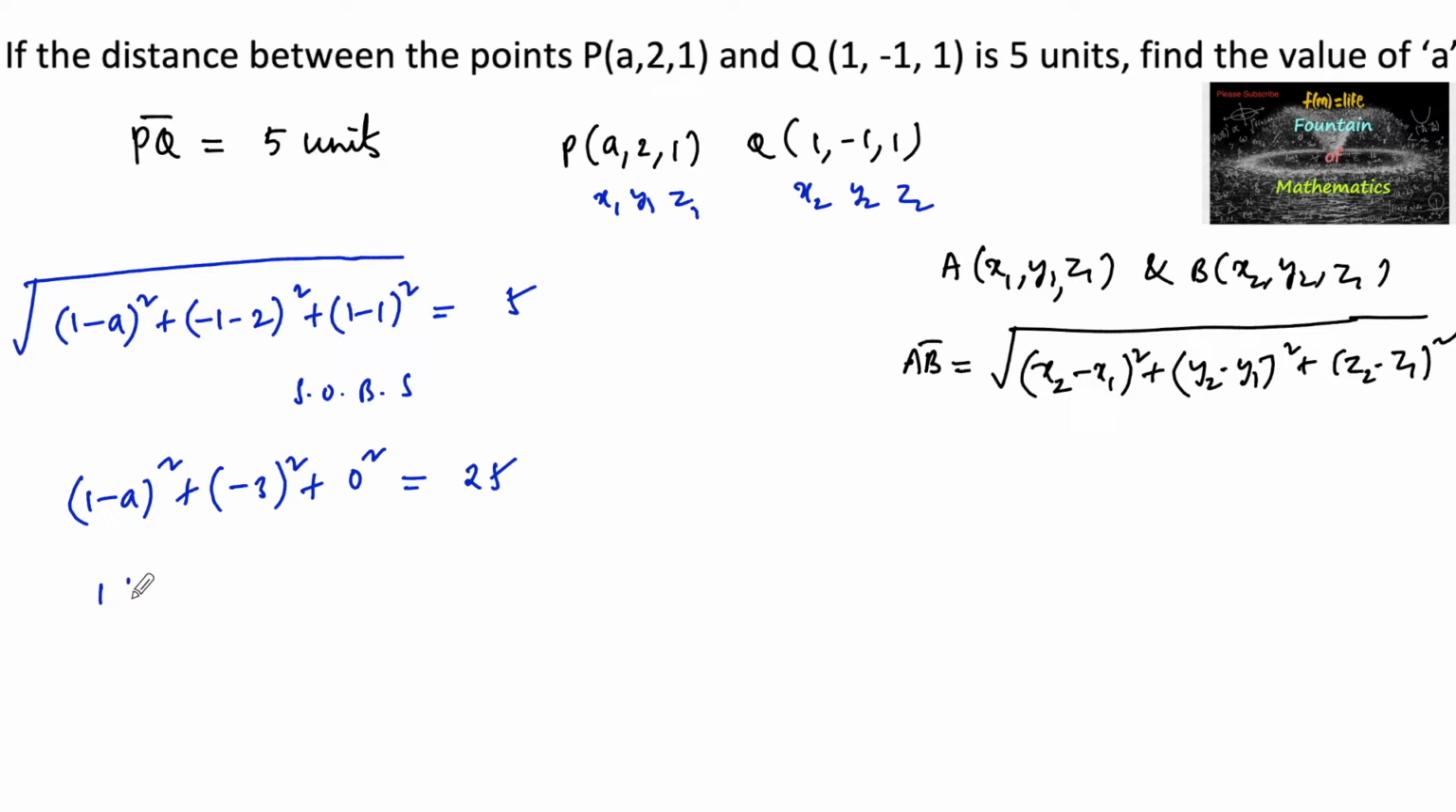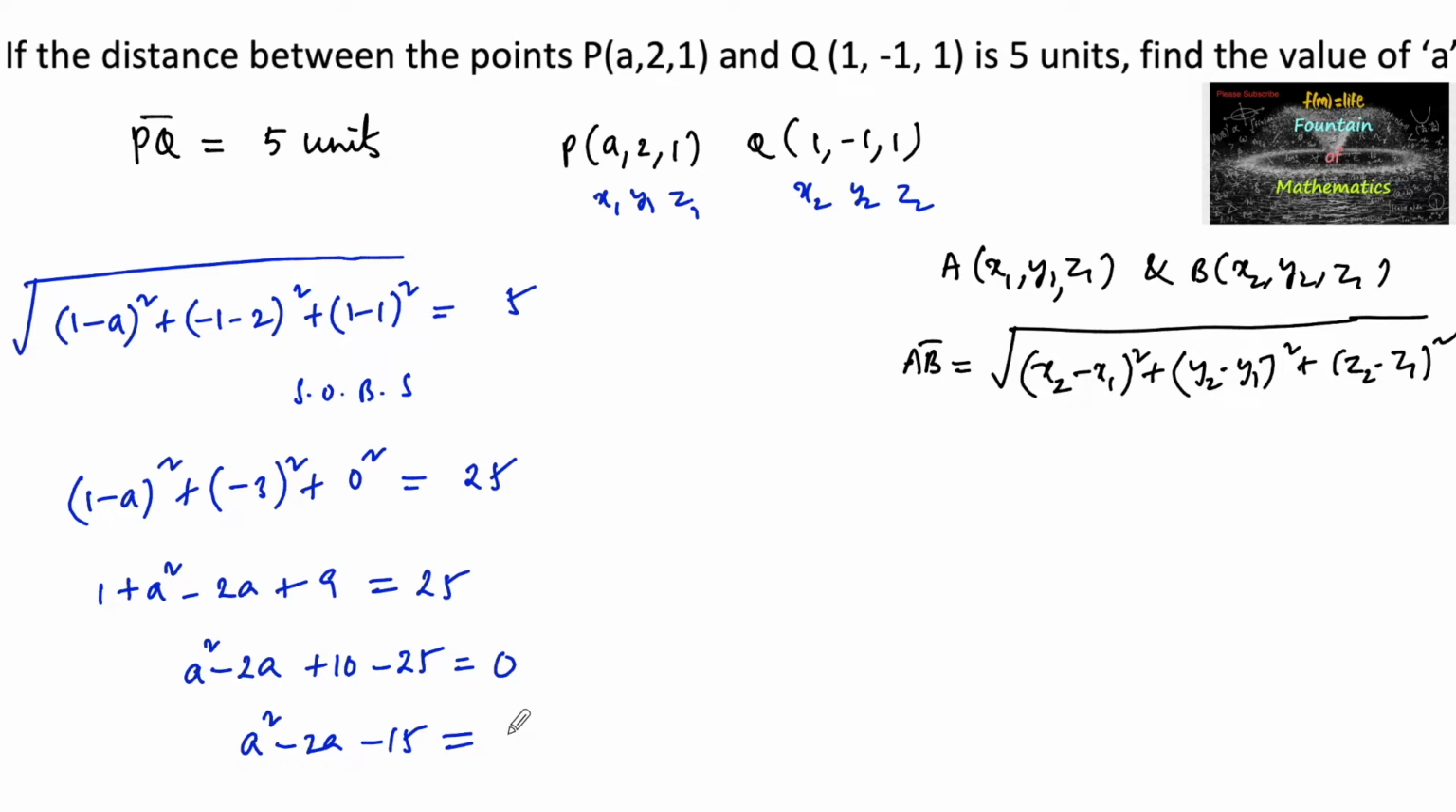So we can write 1 + a² - 2a + 9 = 25, or a² - 2a + 10 - 25 = 0, or a² - 2a - 15 = 0.